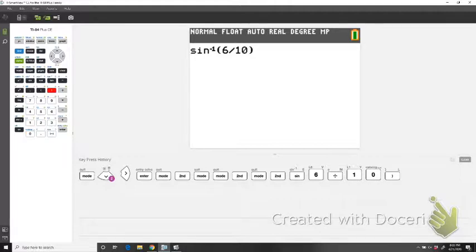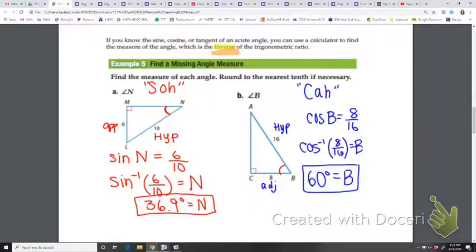You can close the parentheses or not, it doesn't make a difference, but if you press enter, you get this. So then round that to the nearest tenth, it is 36.9 degrees. So for missing degrees, make sure you put the degree symbol up in the corner.